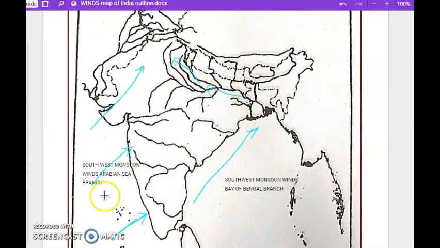And with regards to the Arabian Sea branch, we need to understand that since this runs parallel to the Aravalis, the western part or leeward side of the Aravalis is always dry, because the moisture is not shed by this branch of monsoon and hence it is dry. I hope the map is clear to you. Thank you.